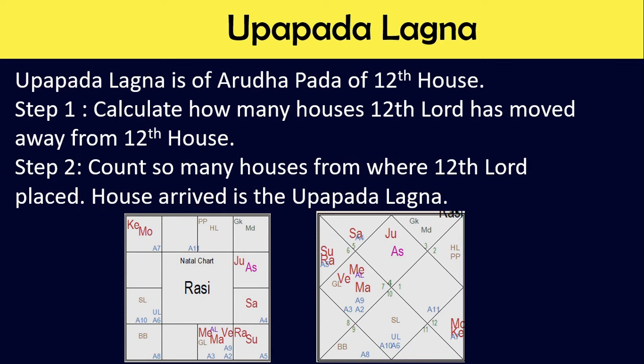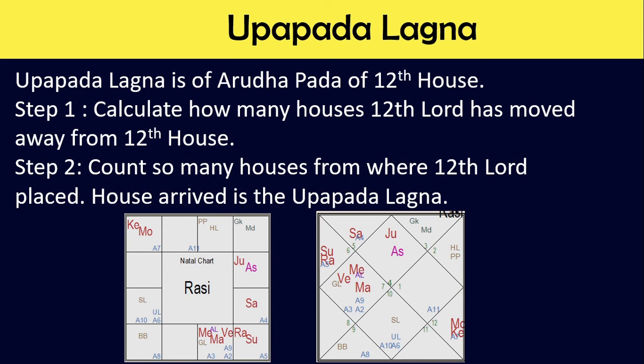Upapada Lagna. Upapada Lagna is the Arudha Pada of the 12th house. So the calculation is the same as Arudha Lagna. First calculate how many houses the 12th Lord has moved away from the 12th house. Here the 12th house is Gemini, Lord is Mercury. From Gemini, Mercury is placed in the 5th position, that means the 4th house.